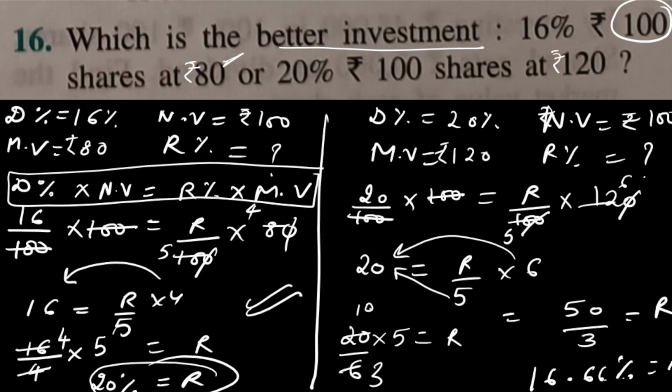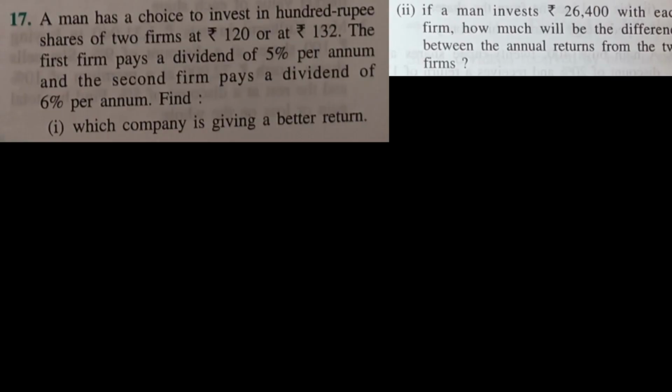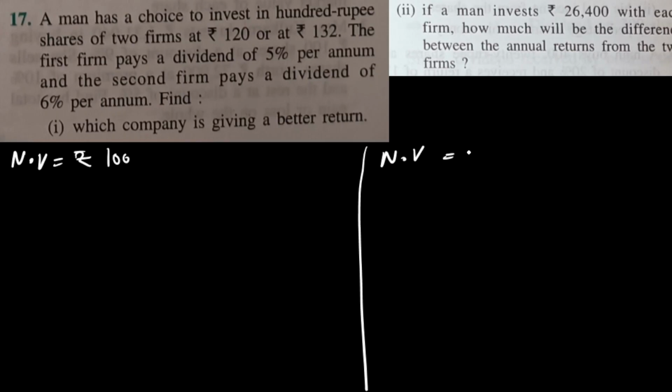Okay, so let's do the next question now. Question number 17. Let's write the given things first. So what is given? A man had a choice to invest in 100 rupees share. 100 rupees share means nominal value is equals to 100, because with share 100 is written at two firms. Firms means like two companies. So for both the firms, nominal value is 100 for both.